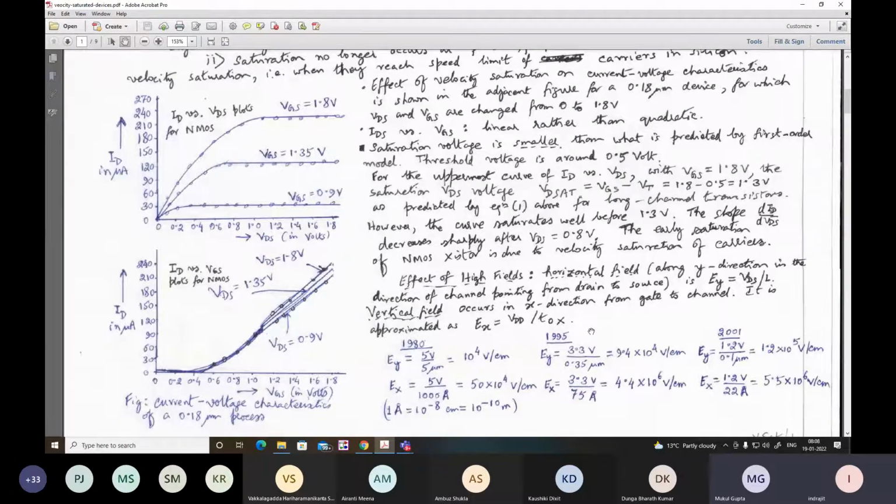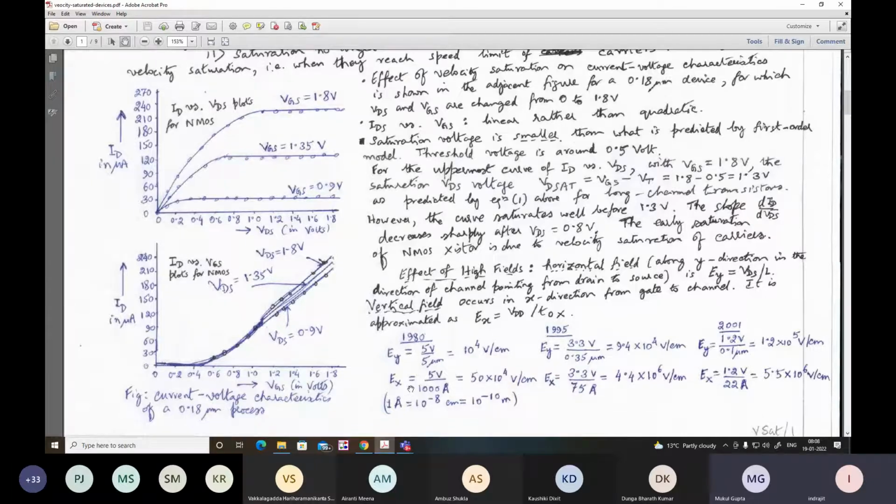Now, some typical values we are showing in 1980. The value of the longitudinal field was 10 to the power 4 volt per centimeter. And 15 years down the line, it increased by an order of magnitude, roughly 10 to the power 5. And again, after 6 years, it has increased further. And similarly for the transverse field, that means the field due to gate to source voltage, which is applied across the insulator, here also we see an order of magnitude increase in the value of Ex.